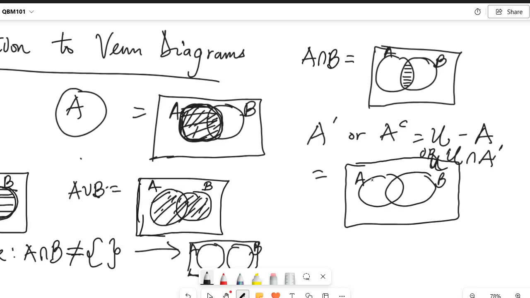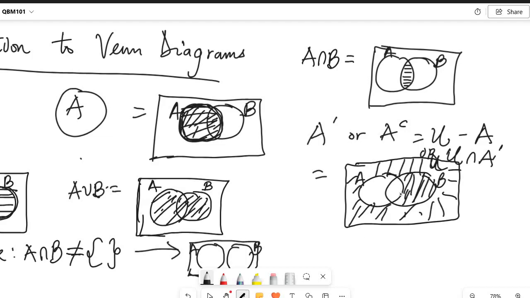If we want to find A complement, that is all the elements in the universal set apart from what? Apart from A. So I will shade everywhere. In fact, I will shade B as well, but I'll be careful enough not to shade A. Can you see that A is left unshaded? So this is A complement. Likewise, B complement will be something like that. B alone would not be shaded; every other part would be shaded. Please take note of how I'm shading.